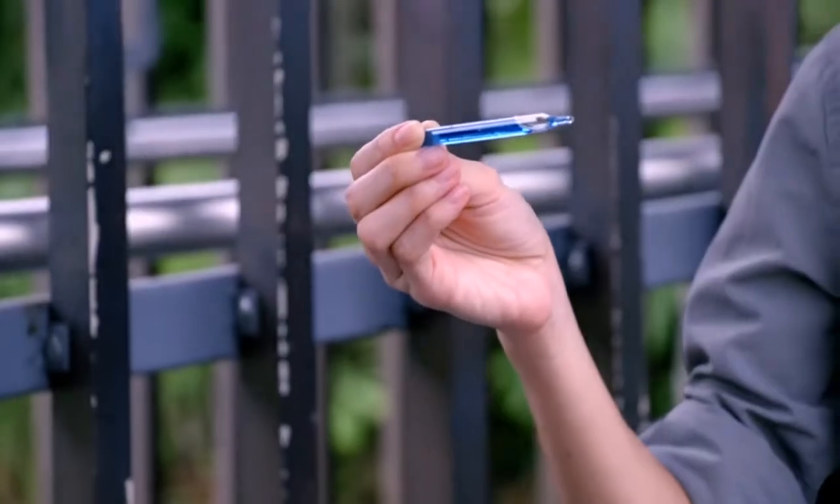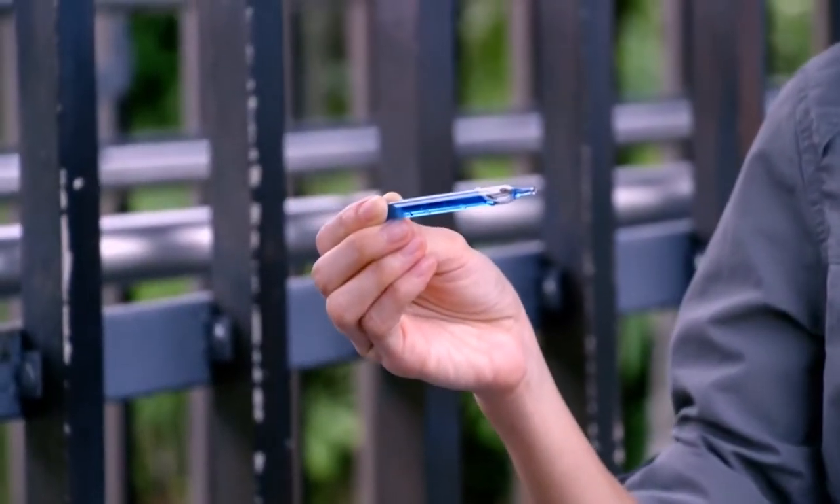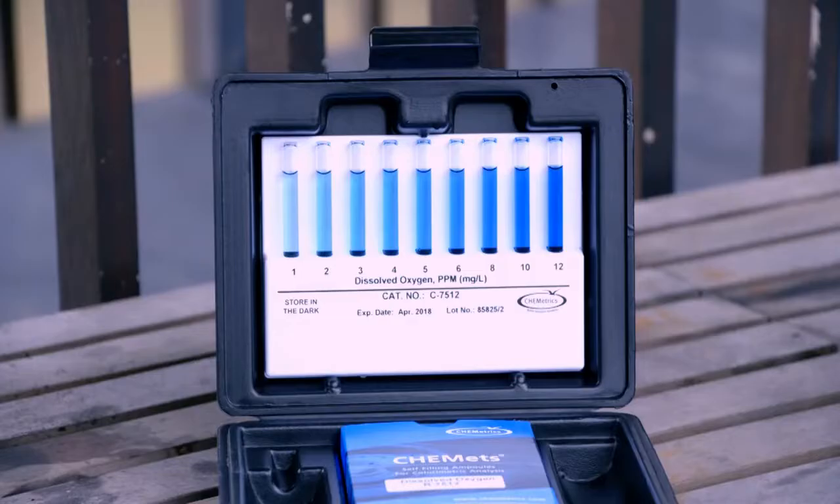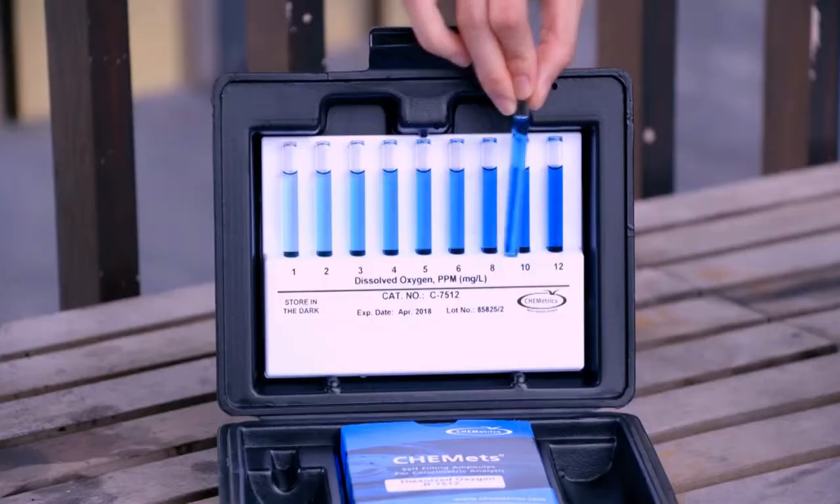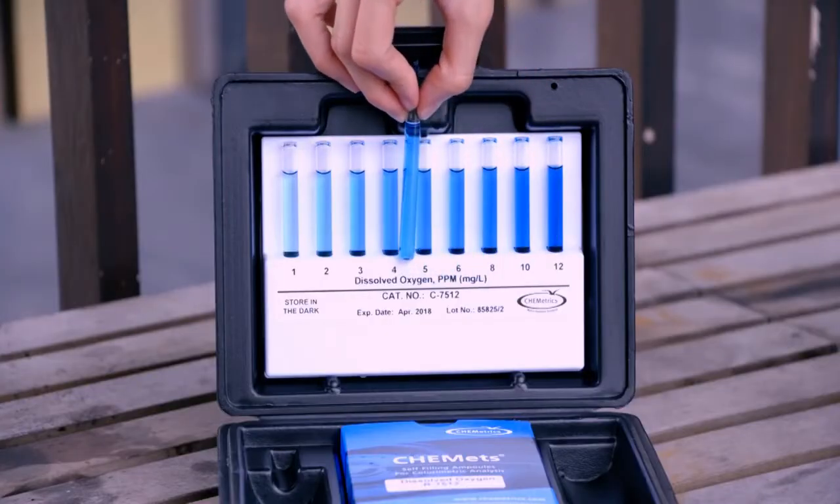We will now wait for 2 minutes for the colour to develop. Compare the colour in the ampule to the colour standard provided in the kit to determine the concentration of dissolved oxygen in parts per million. In this case, we can see that the level of dissolved oxygen is about 5 parts per million.